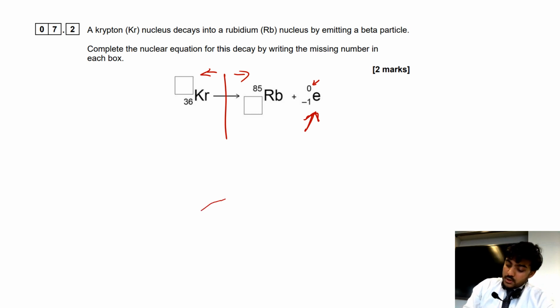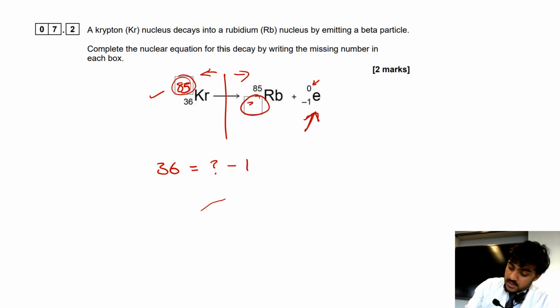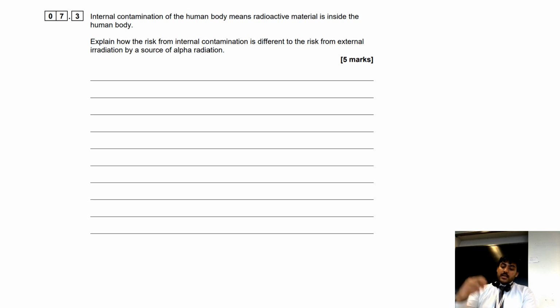So this number, whatever it is, has to be 85 plus 0. 85 plus 0 is 85. That's 1 mark. This number, whatever it is, has to be, this number plus -1 has to equal 36. So 36 equals something -1. What is that something? It's 37. That's it. Easiest 2 marks in your paper.